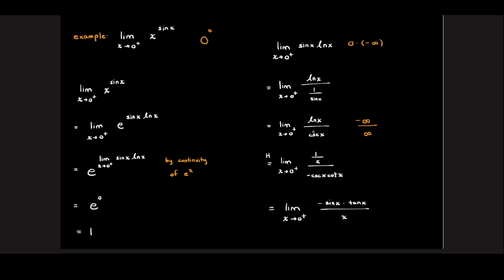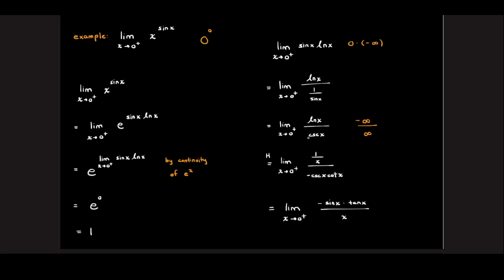Now let's analyze the behavior. As we approach 0 from the right hand side, natural log of x is going to approach minus infinity. Cosecant x is going to approach infinity because cosecant is just 1 over sine, and we're plugging in 0, right? So sine of 0 is 0, and we're approaching 0 from the right hand side. So it's always going to be a very tiny positive number. 1 divided by a very tiny positive number is going to be a very big number. And that's why you got infinity.